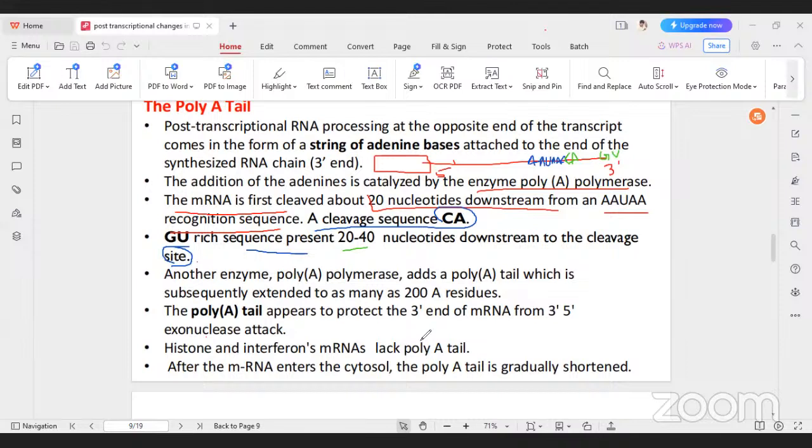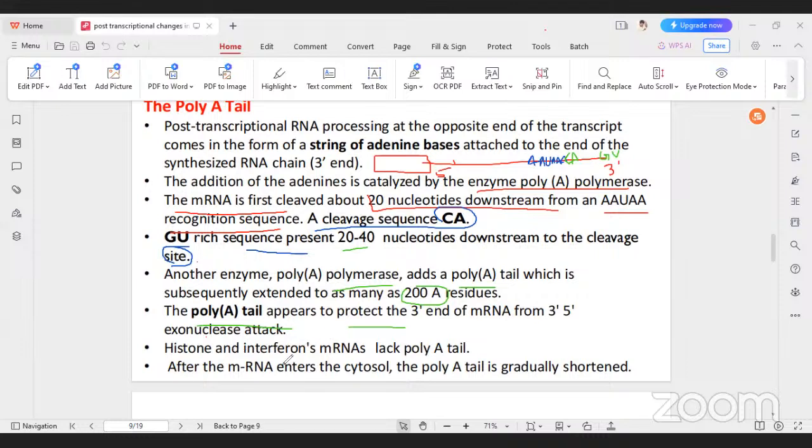Later, another enzyme, poly A polymerase, adds the poly A tail, which is subsequently extended to almost 100 to 200 adenine residues. Now the poly A tail is formed, which is present at the 3' end and protects the 3' end from the same nuclease enzyme, like the cap.